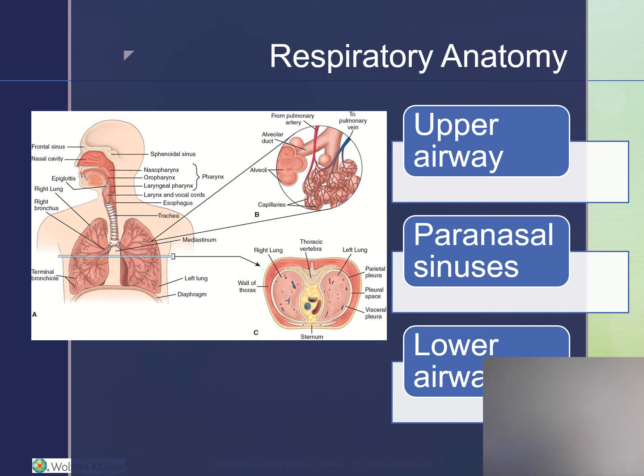Pleura is a sac-like serous membrane. Visceral pleura is what covers the lung surfaces, while the parietal pleura covers the chest wall. There's also a serous fluid that will lubricate the visceral and parietal pleura.